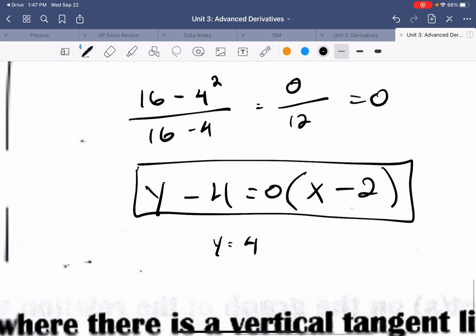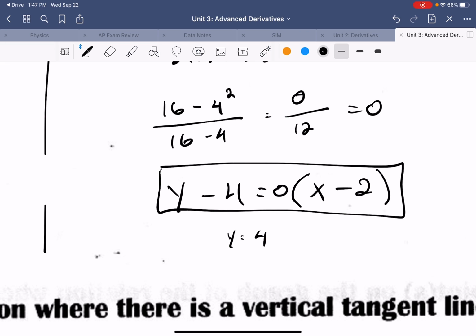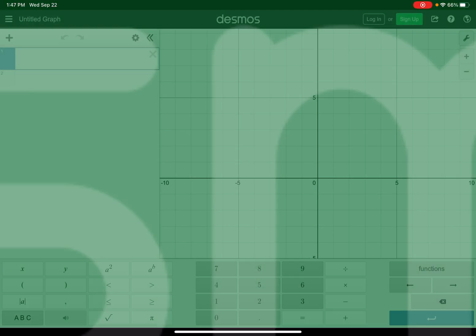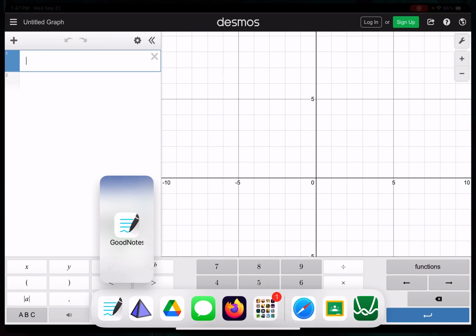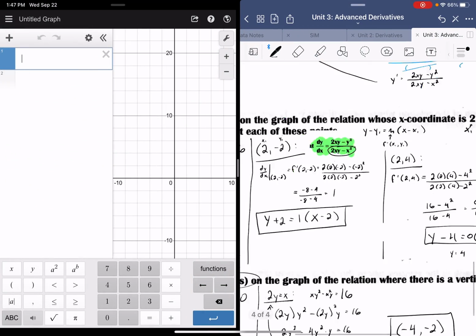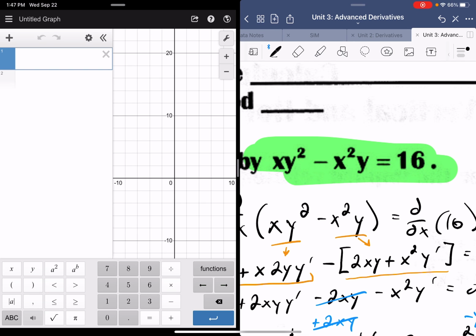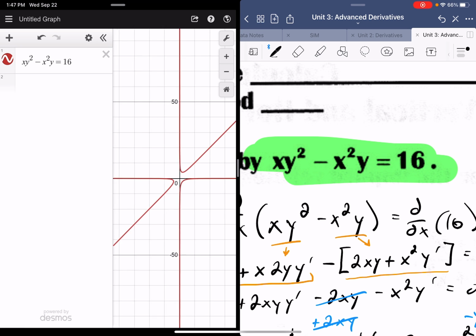So we're done with this, but I'm just going to graph this just to kind of get an idea of what we really just solved. Like, why is this stuff important at all? So I'm going to go over to Desmos. And we're going to see what we just did. So I'm going to graph this original equation. x y squared minus x squared y equals 16. So that gives us this weird looking thing.